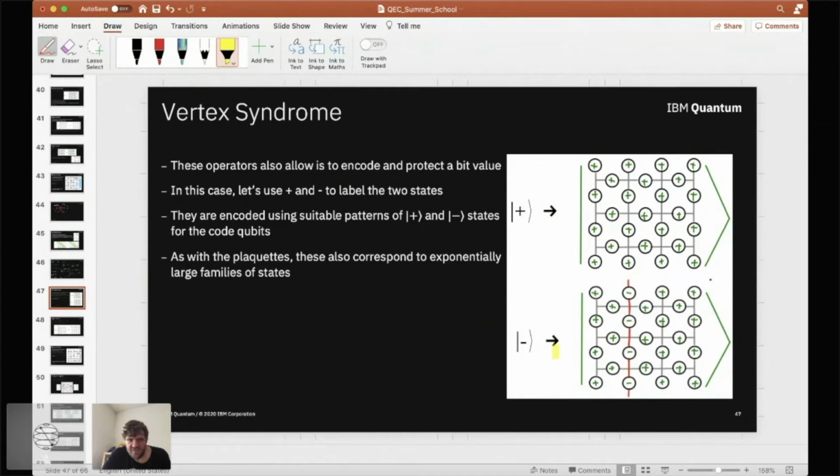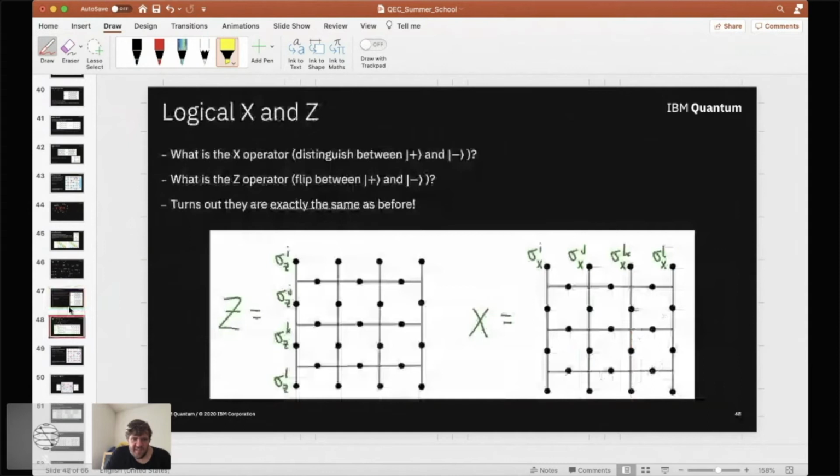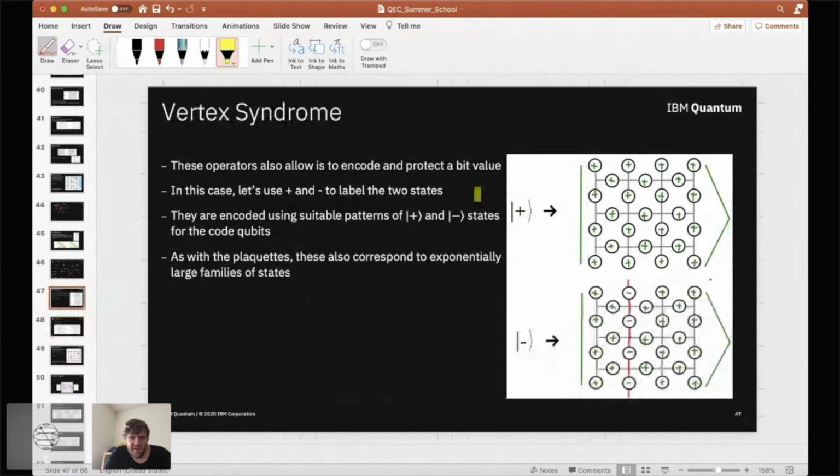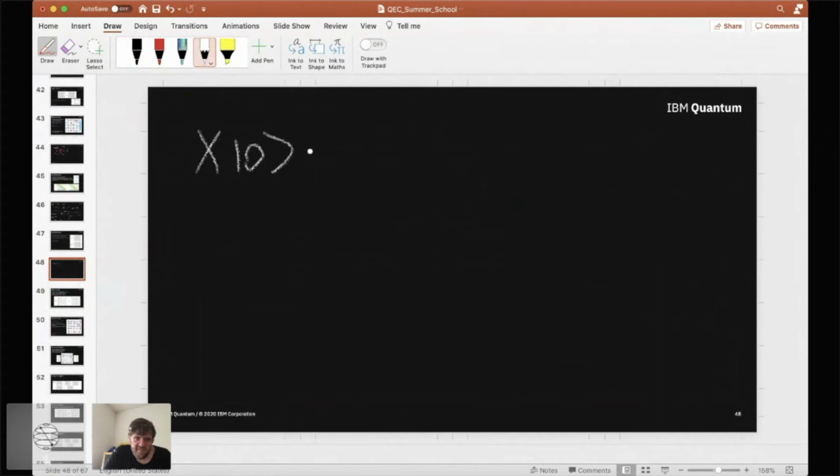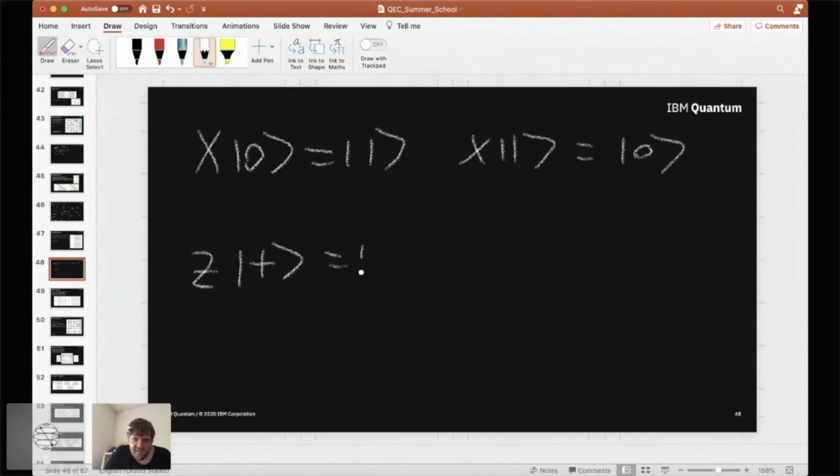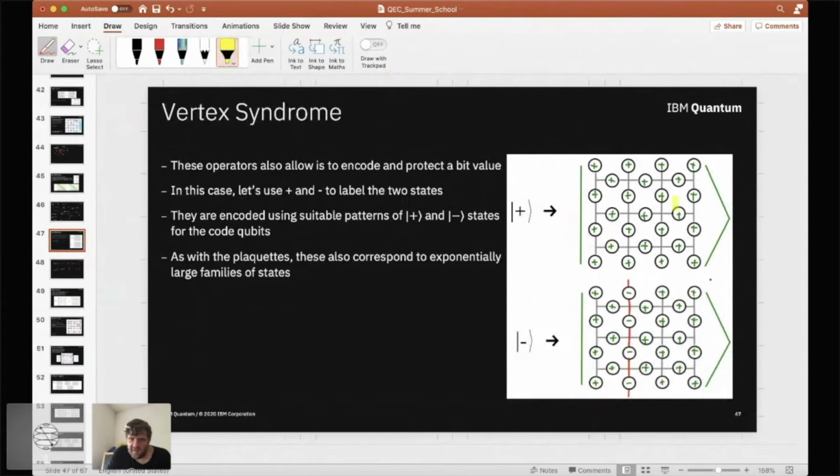So if we were to do this, then how would we do a logical Z? So what is a logical Z? We often talk about the logical X as being the operation which flips a zero to a one, or a one to a zero. But Z also has a similar effect. It flips plus to minus. It flips minus to plus. So if we want to take a state which belongs to this exponentially large family of things that we associate with plus and flip it to a state which we associate with minus, how do we do it?